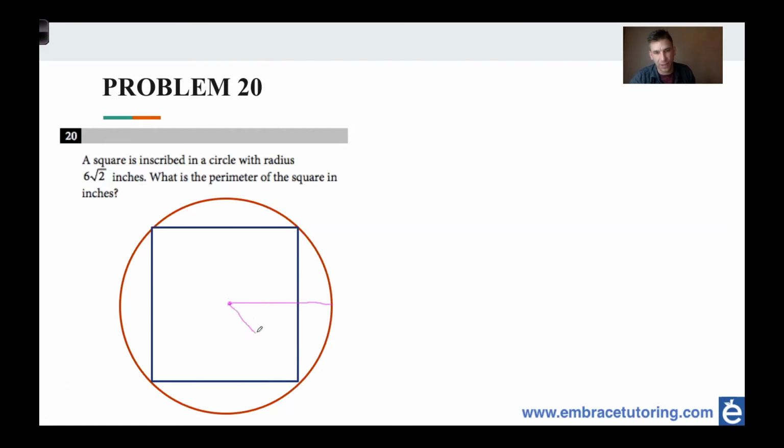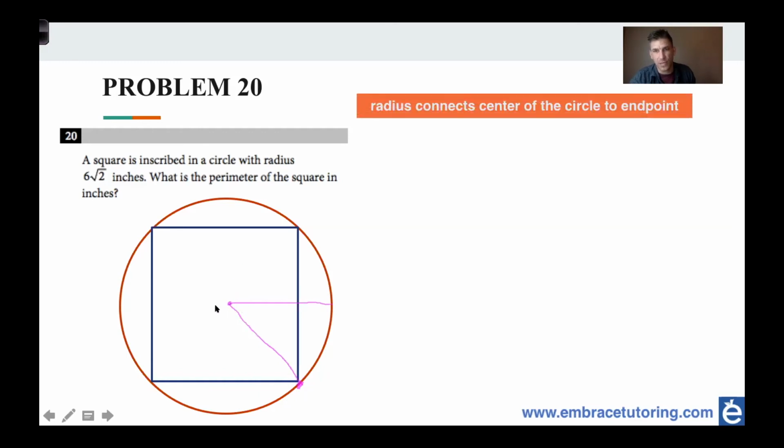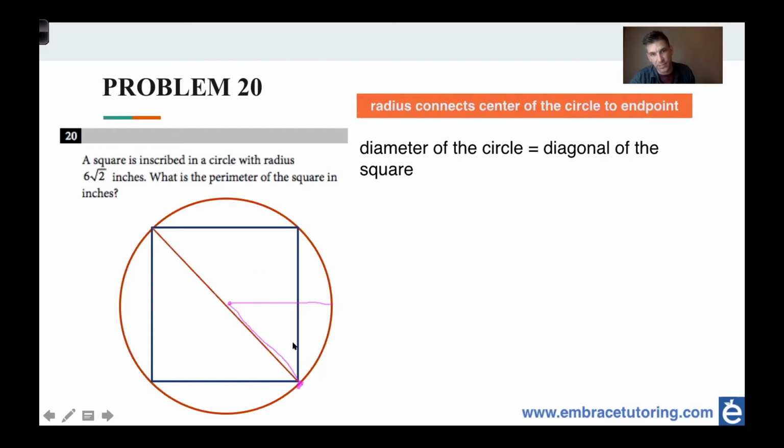The best way to do that is by focusing on the diagonal instead, by focusing on the point where they meet. So when I do this, and I understand the radius is going to connect the center of the circle to an endpoint, then my diameter of the circle is going to be the diagonal of the square that I can see. And if I have 2 diagonals slicing this, now I have triangles, right? And if I have triangles, maybe I have a special right triangle, maybe I have 90 degrees, maybe something along the lines of the Pythagorean theorem.